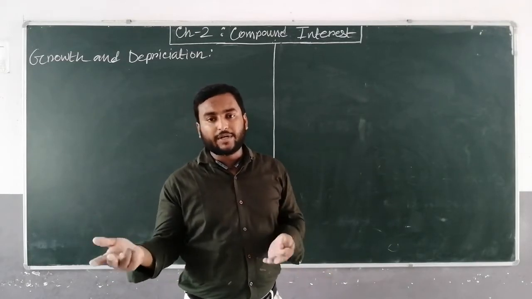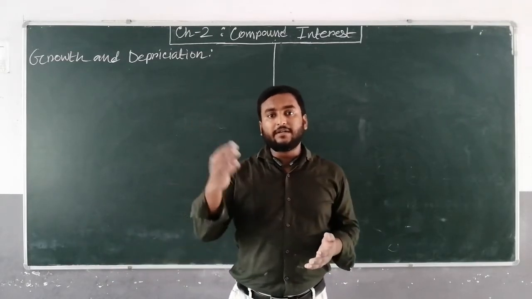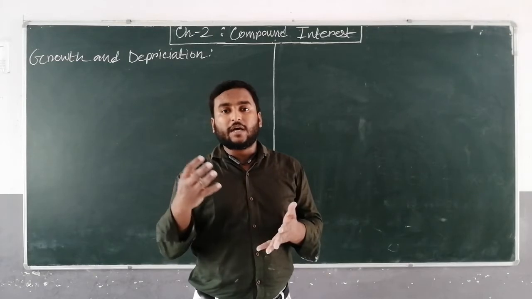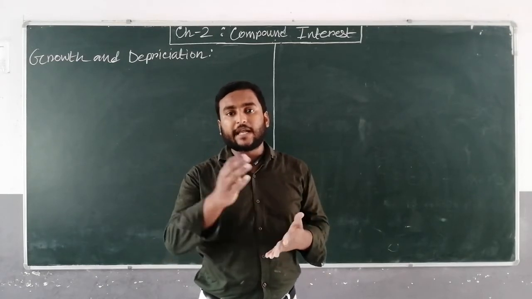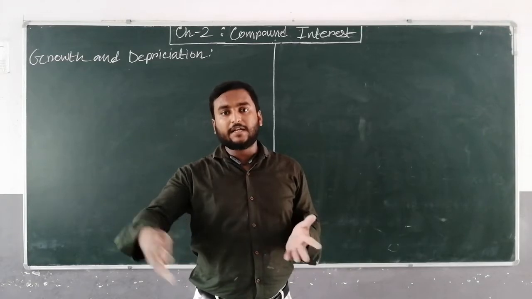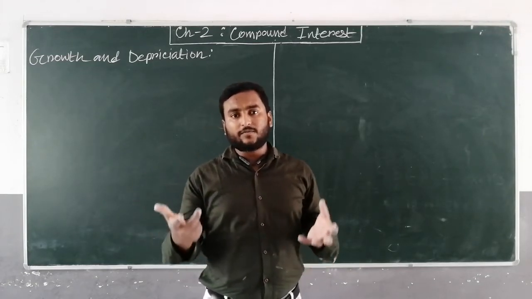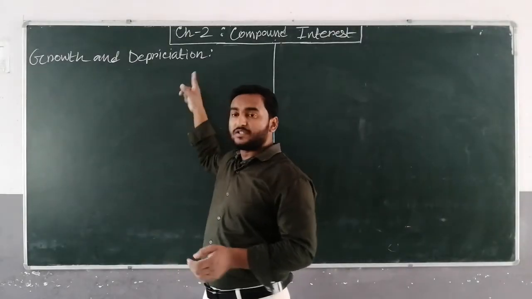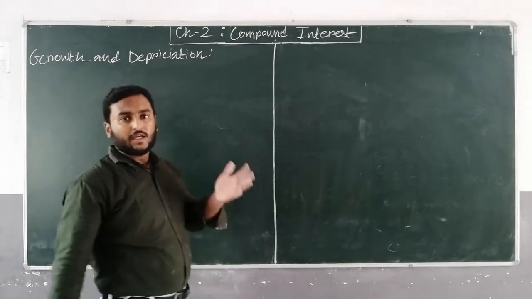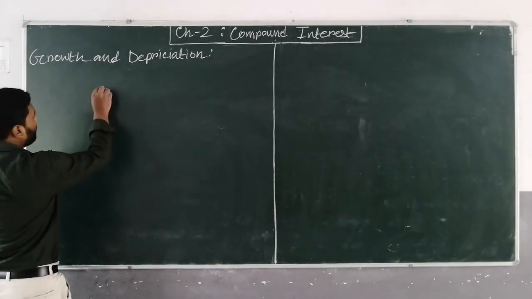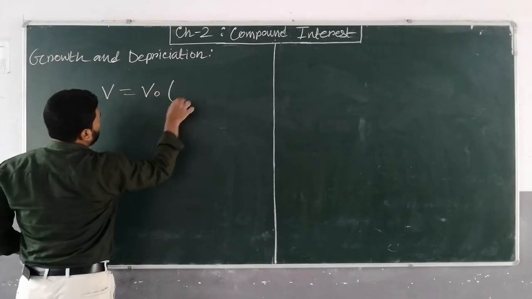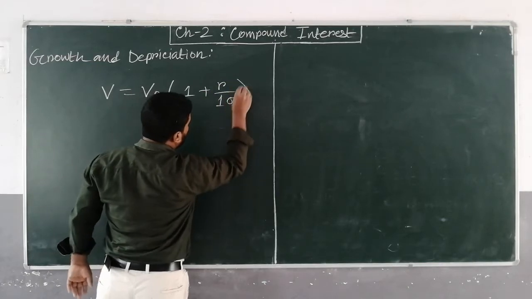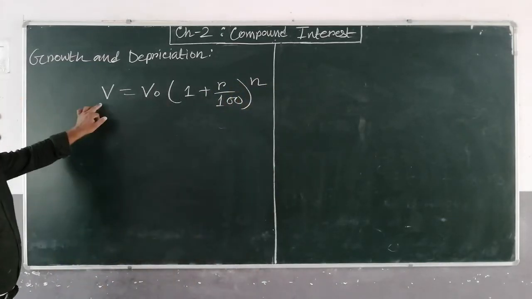In case of compound interest, we only found the interest, that is, the money, the value is increasing. The interest is added to the principal and it becomes the new principal. So in case of compound interest it only increases, but in case of growth and depreciation, depreciation is there, so it will decrease also. So nothing new, same formula: V equals V naught into 1 plus R upon 100, to the power n. So what does V denote?